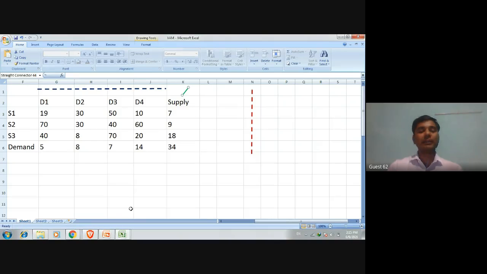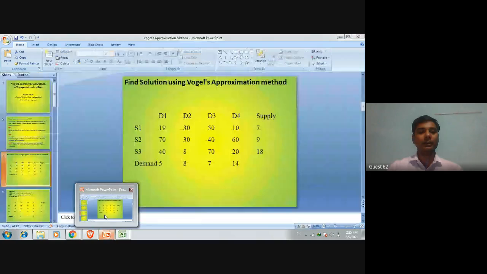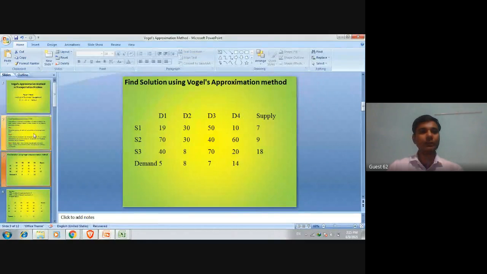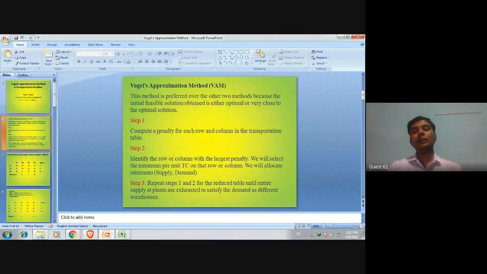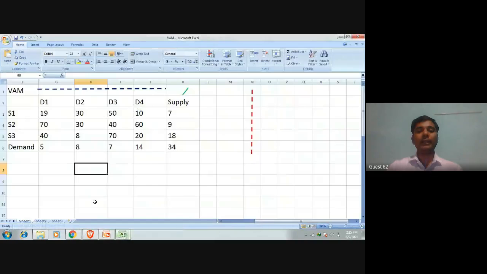Now we will find the initial feasible solution by the WAM method. According to step one, we compute a penalty for each row and column in the transportation table. We have to calculate the penalty for each row and column. So we are getting the first penalty.